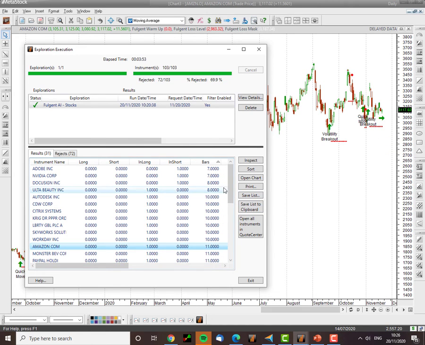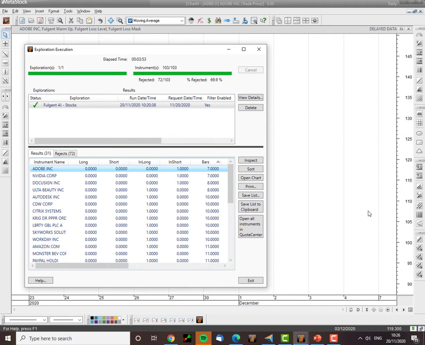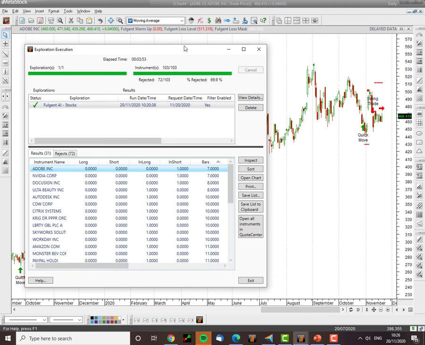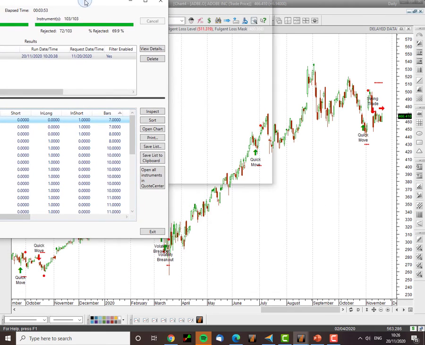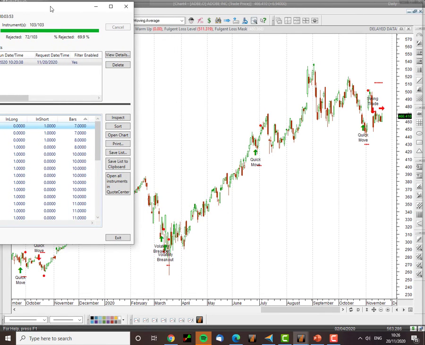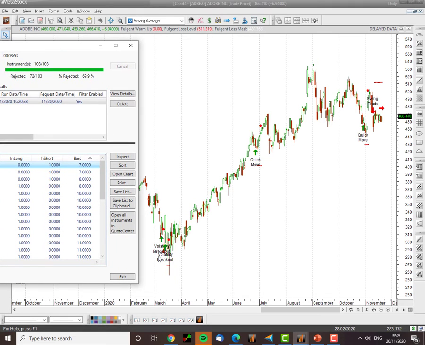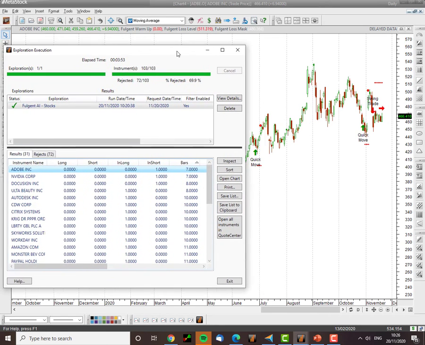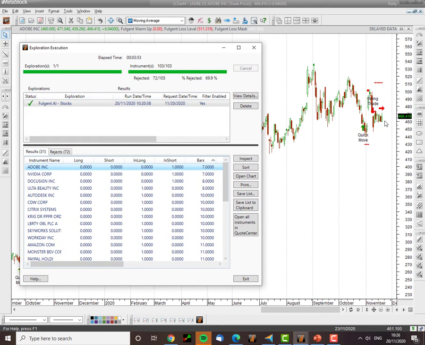Now I just like to look at the shorts in here: Adobe, Nvidia, and Docusign, which is interesting. These have been star performers. Here we go. We can see a huge move in Adobe from the March low, another quick move there, and then a quick move there, and now somehow the AI has reversed its view. It now thinks it's time to short or sell it. So that's the stop loss to the upside, 511.